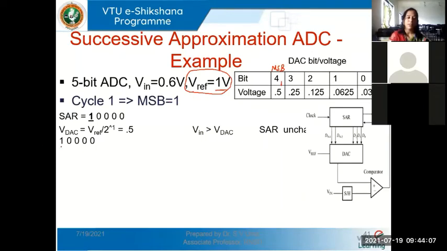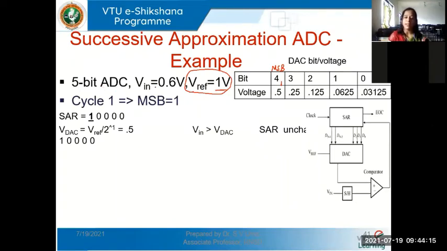So if you see in cycle 1, observe carefully here, with voltages I am explaining. In the 5-bit ADC, the analog input voltage to be converted is 0.6 volts. It is held at that level, 0.6 volts. And in the first cycle, we are going to make the MSB bit in the successive approximation register high. So the SAR value will be 1 followed by 4 zeros, since it's a 5-bit ADC.